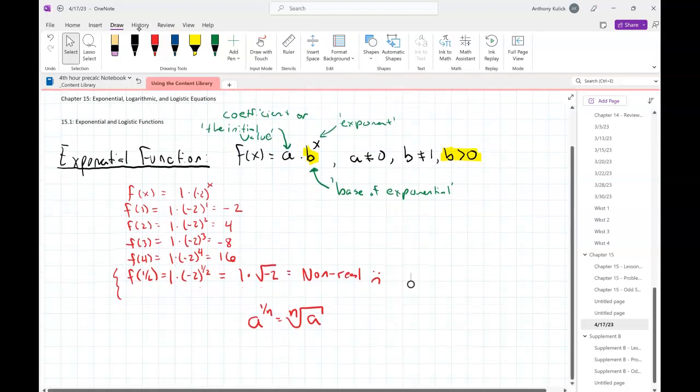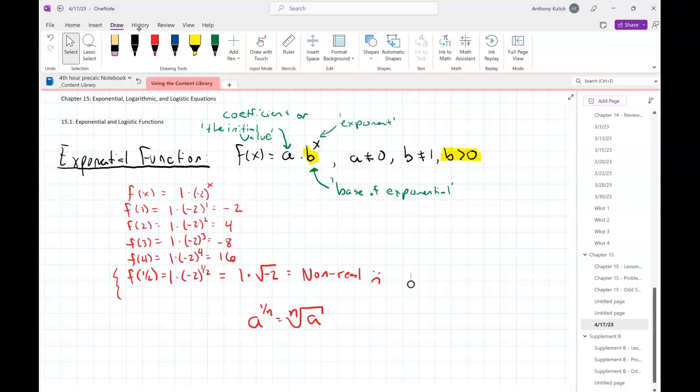Any questions so far? We've just introduced this new type of function, talked about what its equation looks like, what the names for the parts are, and the restrictions we've placed on the parts of that function, the values that they can have.